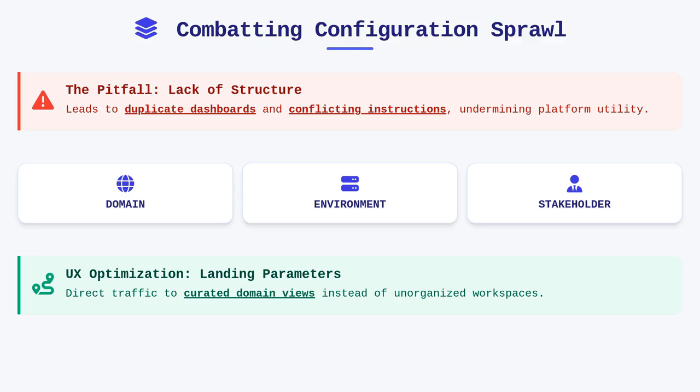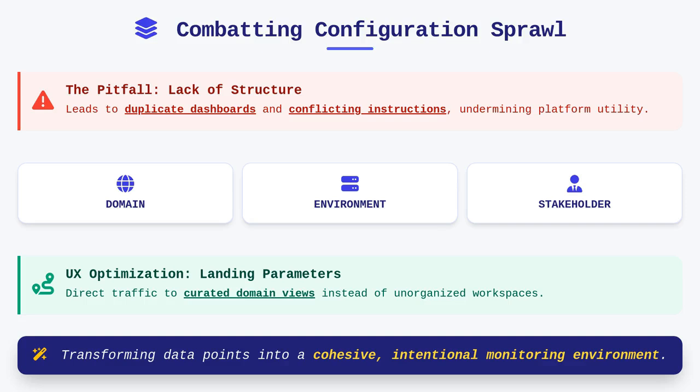Furthermore, setting group-level landing parameters allows us to tailor the user experience by directing traffic to the most relevant metrics upon group entry. This ensures that when a team member accesses their respective group, they are immediately greeted by a curated view of their domain rather than a daunting, unorganized workspace. By investing time in these structural details, we transform an unmanageable collection of data points into a cohesive, intentional monitoring environment.